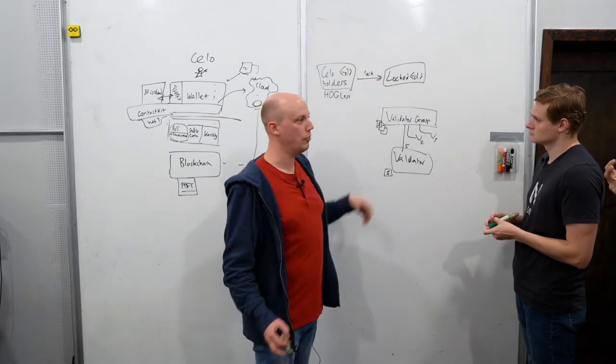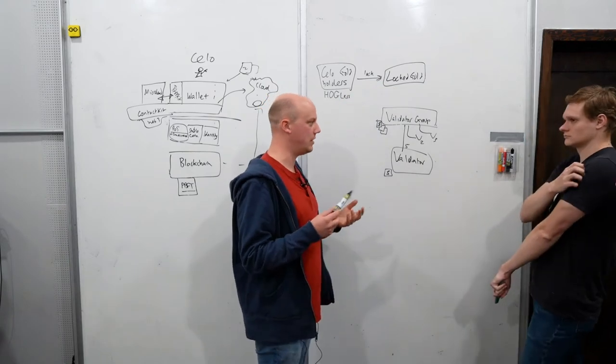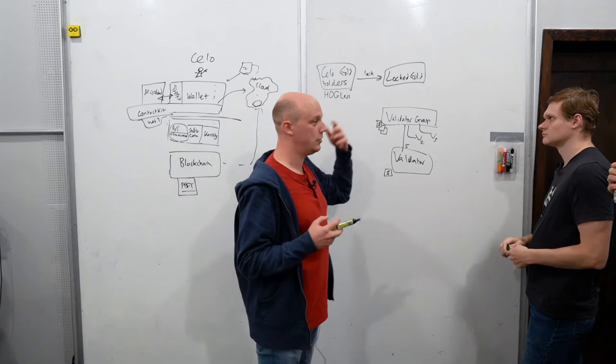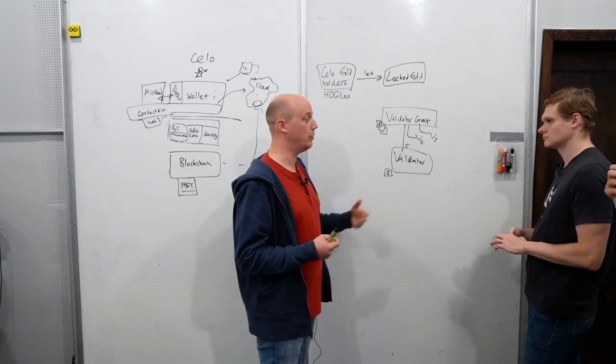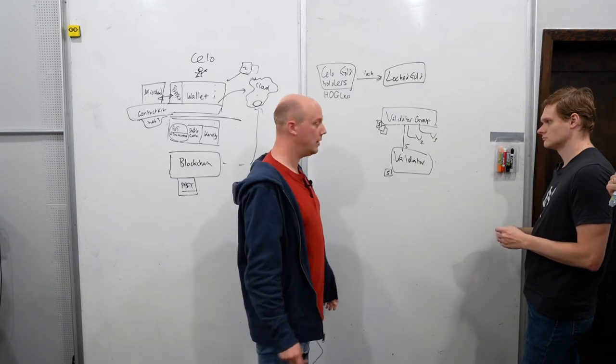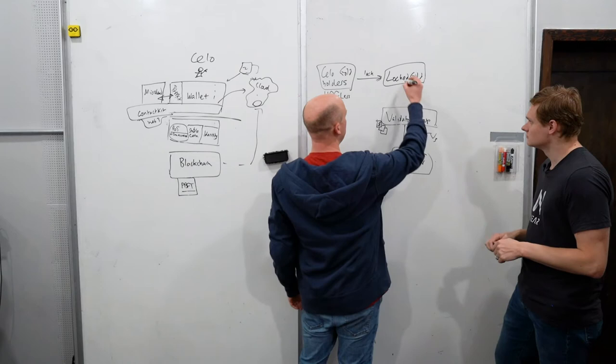So you lock gold, and the benefit of having a unified lock gold mechanism is that you can also use it to participate in governance. You can use it to participate in validator elections. You can also use it as a stake for a validator group or validator.